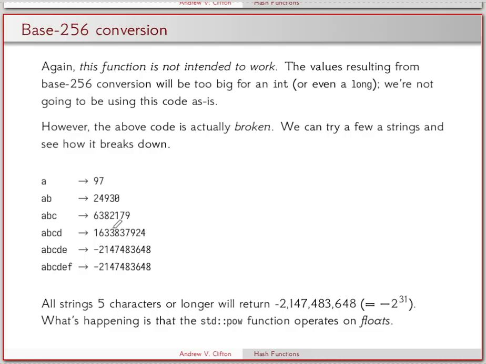As we saw here, once we get above a particular limit, we start getting weird values out of it. 1 through 4 characters are fine, but then with 5 characters and beyond, we start getting this negative value here, which is negative 2 to the 31. So the problem we have here is our pow function operates on floats. So we're mixing floats with ints, and that's going to give you a bad time if you're trying to do purely integer math here.